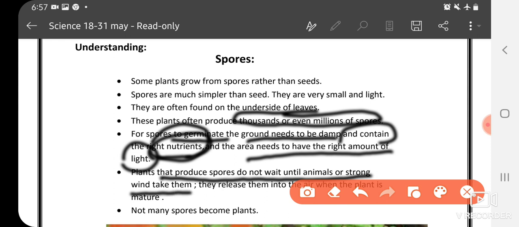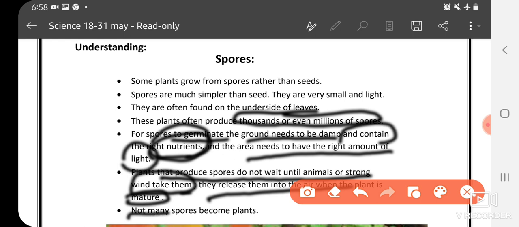Next, plants that produce spores do not wait until animals or strong wind take them. In seeds we studied that the seeds get stuck to the outer covering, outer fur or coat of the animals, so they move from one place to another when the animal moves, or the wind takes them from one place to another. But the spores don't wait for animal or wind to take them from one place to another. They release them into the air, means the plant which is producing spores will release the spores into the air when the plant is mature.